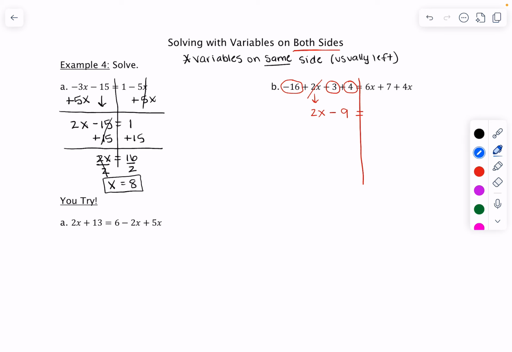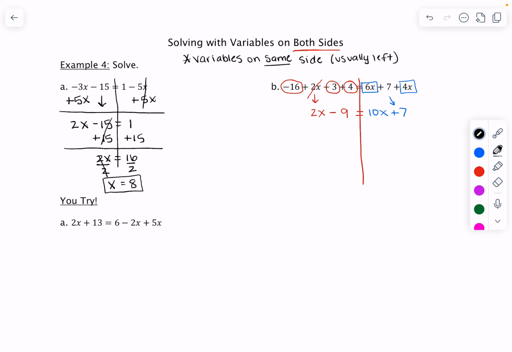On the right side, I also have like terms. I have a 6x and a 4x. I need to combine those first. So 6x and 4x gives me 10x. And then I can just bring that +7 down because he didn't have anything to add to it or combine with it.